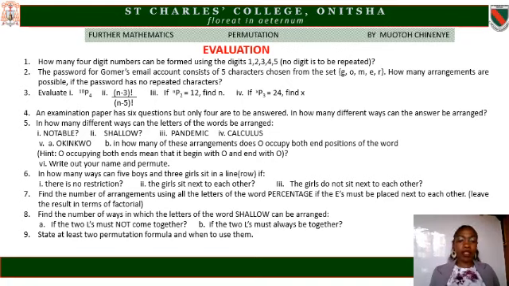Number 6, in how many ways can 5 boys and 3 girls sit in a line? If Roman figure 1, there is no restriction. Roman figure 2, the girls sit next to each other. Roman figure 3, the girls do not sit next to each other.